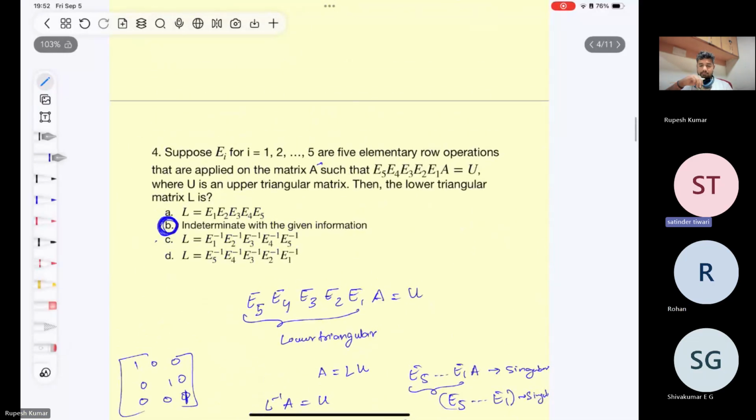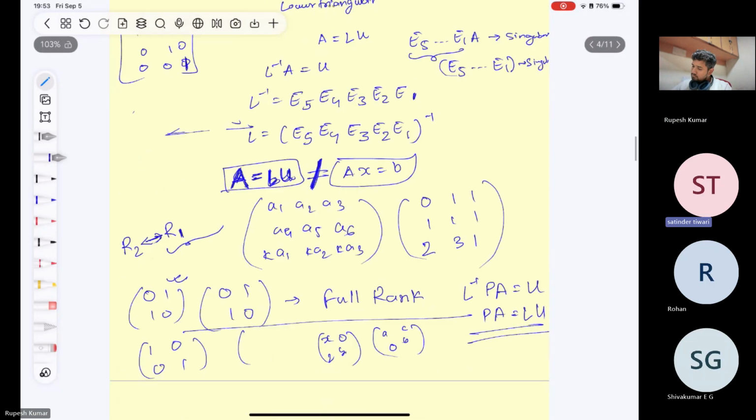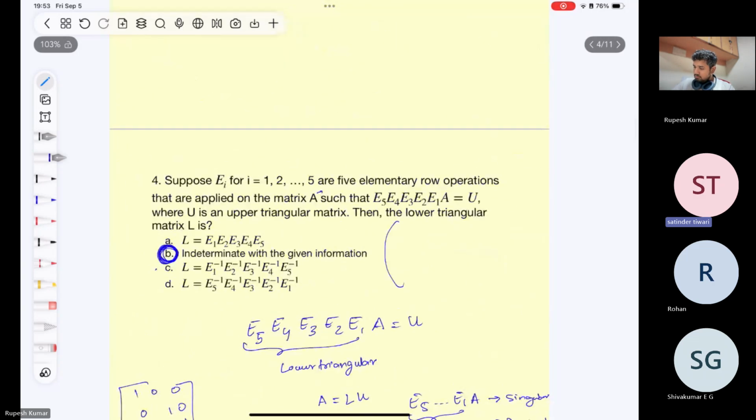Excuse me, sir. What I have a doubt about is that E5, E4, E3, E2, E1 operations we are applying on A, and that is equal to an upper triangular matrix. Whenever we take the inverse, whatever its value will be, let it be any matrix C. The inverse of all will be the C matrix. The C matrix multiplied by the upper matrix is definitely going to change A. The A will not be the same.